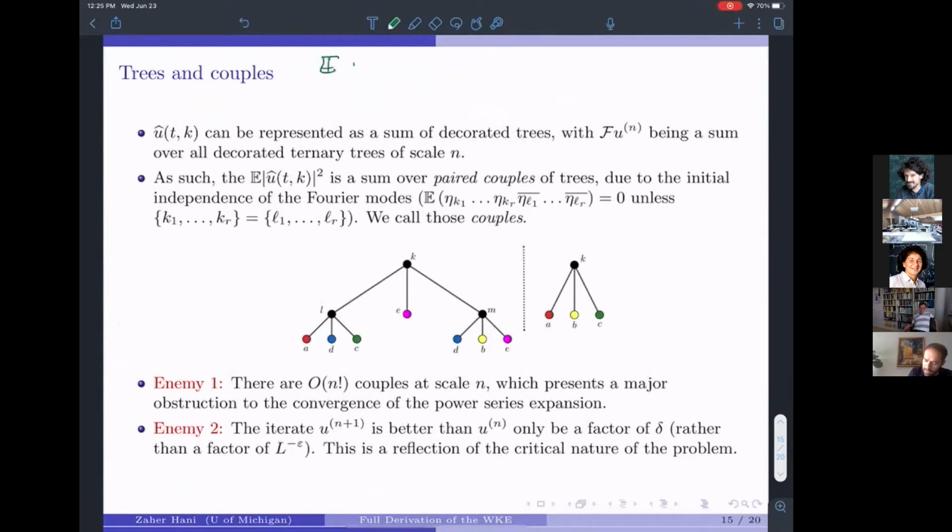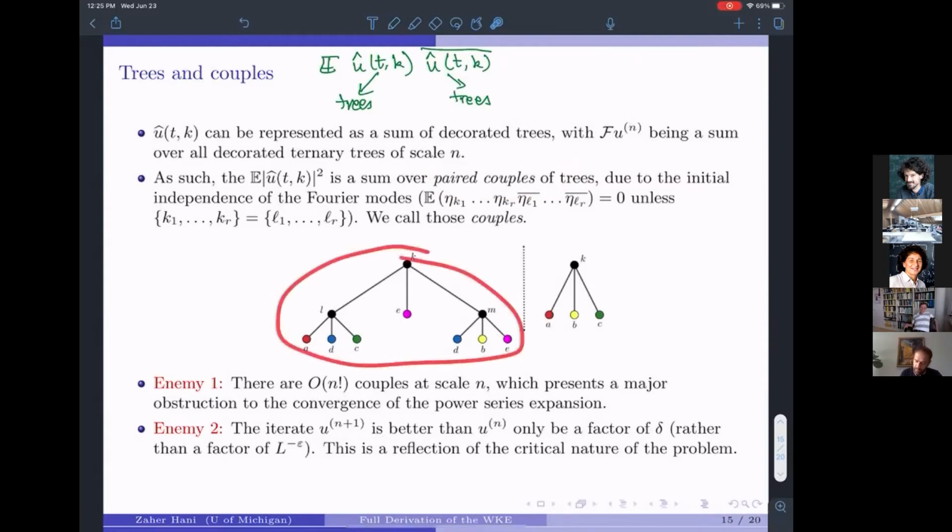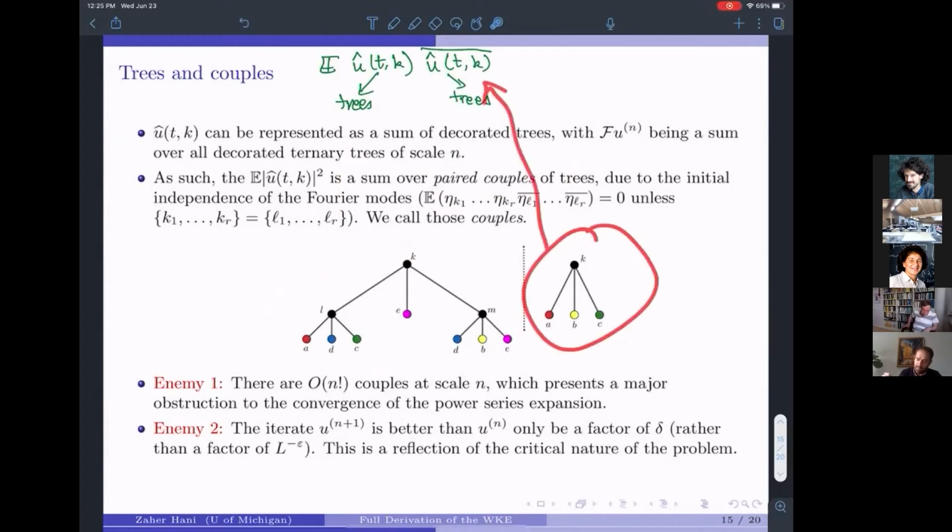So we write U hat of TK squared as U hat of TK times U hat of TK bar, and we expand each of those in terms of trees. Okay, and this leaves us with understanding the expectation of the pairs of trees, which we call couples. So this is a tree over here, and this is another tree. For example, this tree might be coming from the expansion of U hat, and this tree might be coming from the expansion of U hat bar.